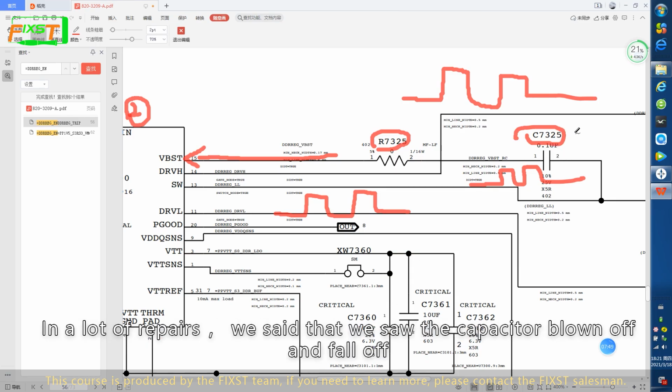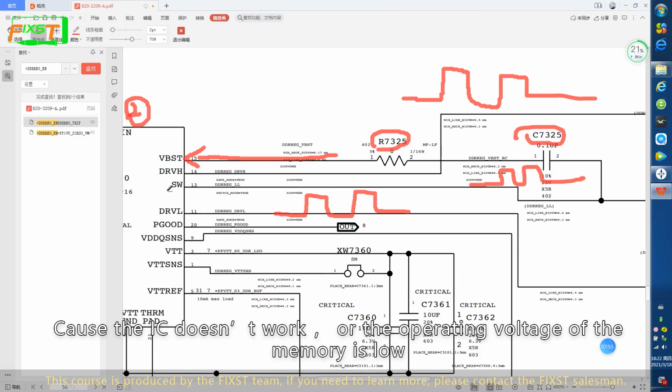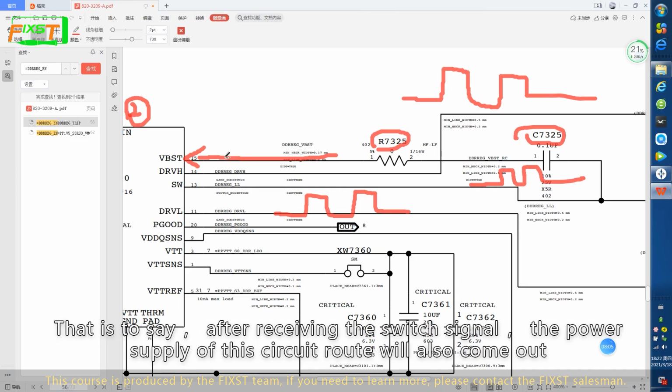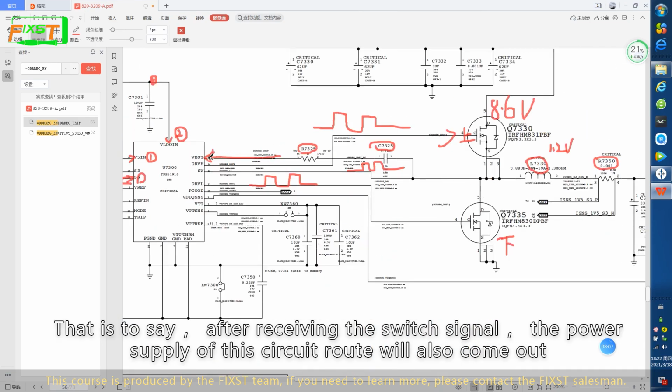In a lot of repairs, we see the capacitor blown off and fall off. This causes the IC not to work, or the operation voltage of the memory to be low. This phenomenon is more common. Then this resistor is the same, it is easier to burn. That is to say, after receiving the switch signal, the power supply of the circuit road will also come out.